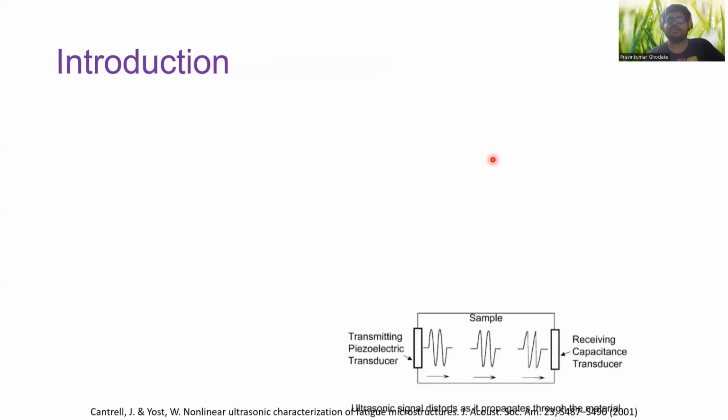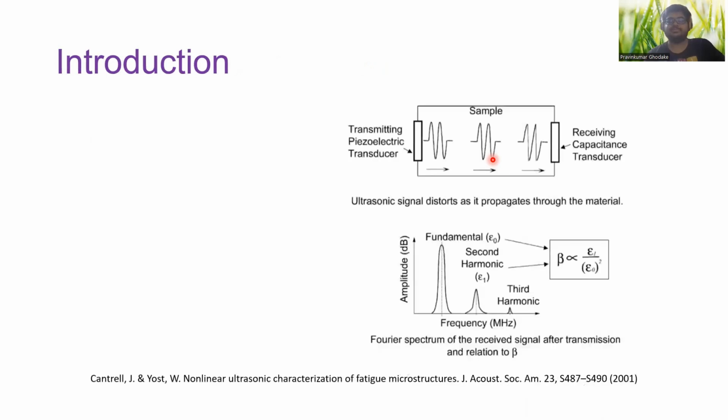So introduction to nonlinear ultrasonics. When a monochromatic ultrasonic wave interacts with early stage damage in metals, it will generate higher harmonics such as second harmonics, third harmonics, and so on. The amplitudes of these harmonics are correlated by defining a nonlinear parameter such as beta to understand the intensity of these damages present inside the metals.